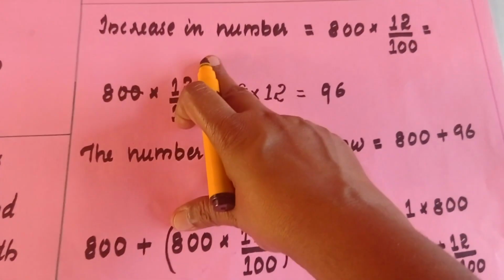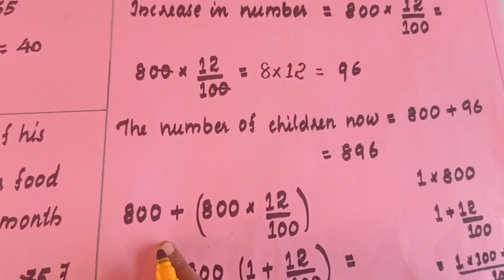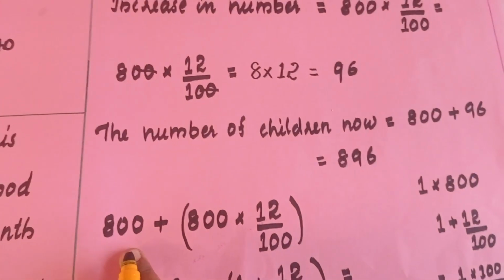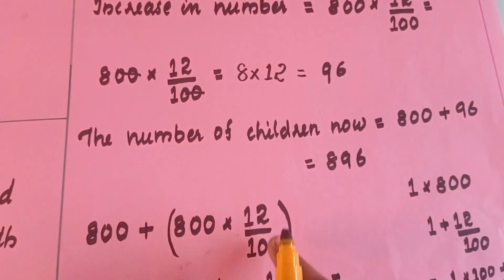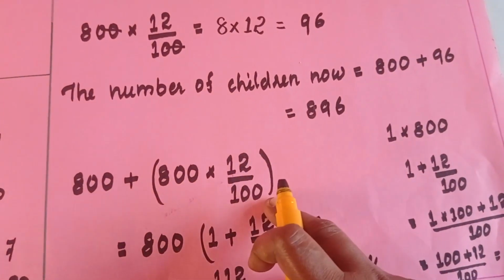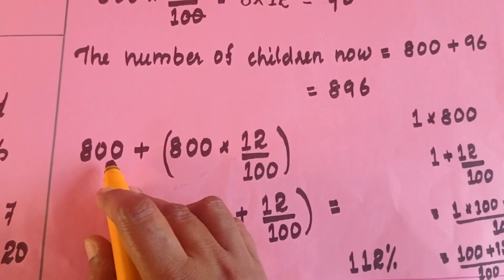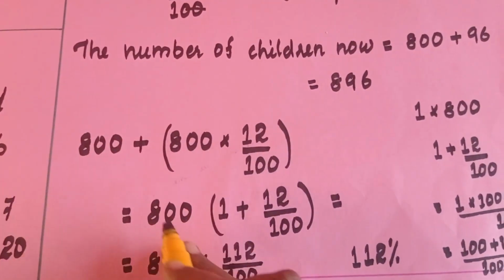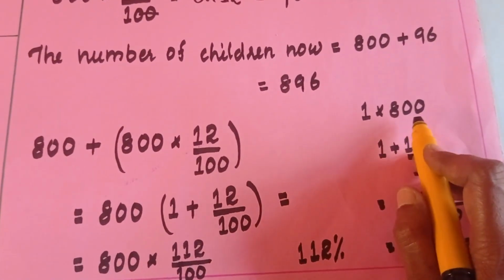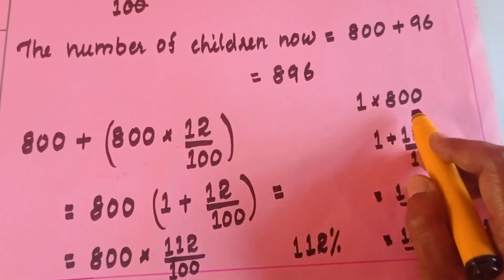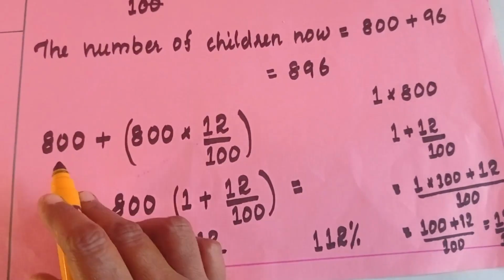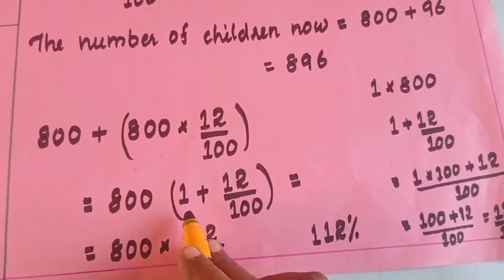First we calculate the increase in number. Here we can write 800, the children last year, plus 12% of 800. That is 800 plus 800 into 12 by 100. This 800 is put outside the bracket. 800 is 1 into 800. Taking 800 outside the bracket, the remaining is 1.